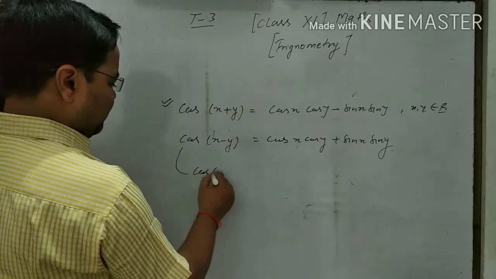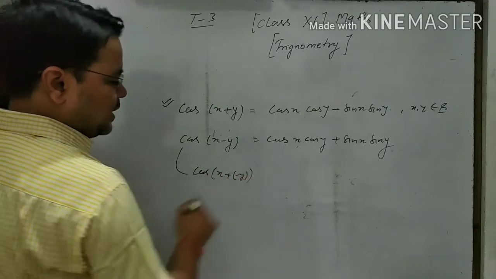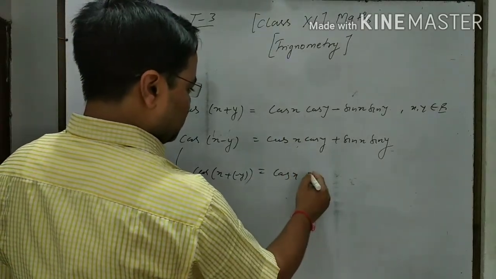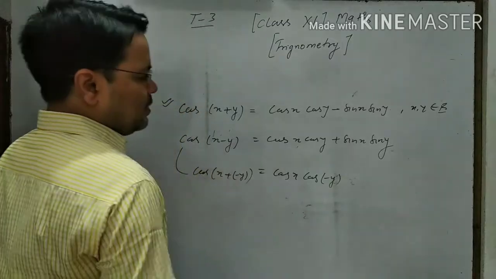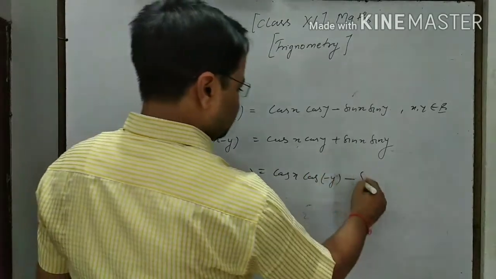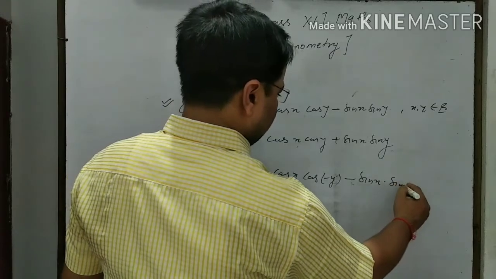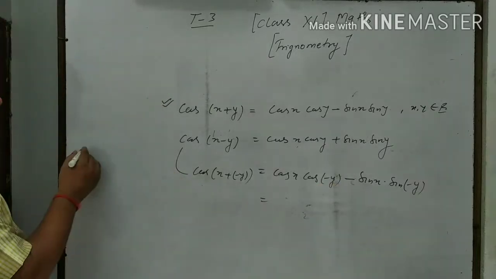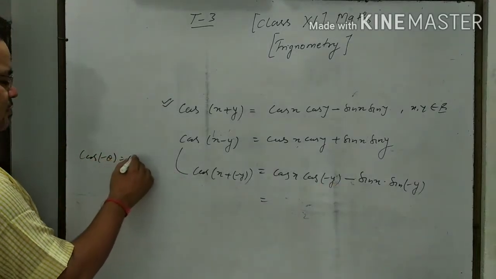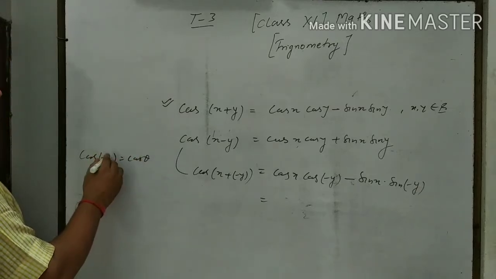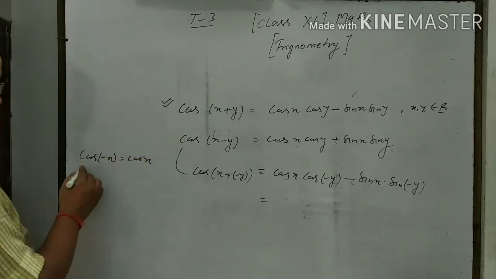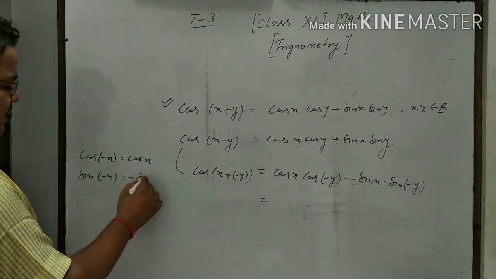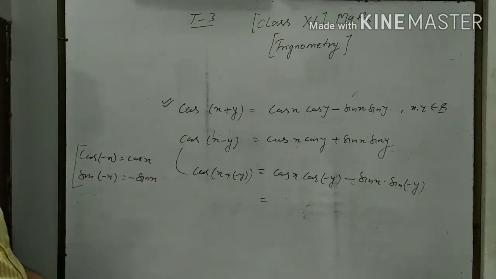So here cos(x-y), we can write it this way: cos(x + (-y)). According to this formula, cos x cos(-y) minus sin x sin(-y). Before writing this, let us see: cos of minus theta is always cos theta, or cos of minus x is always cos x, and sin of minus x is equal to minus sin x. You should also remember this.